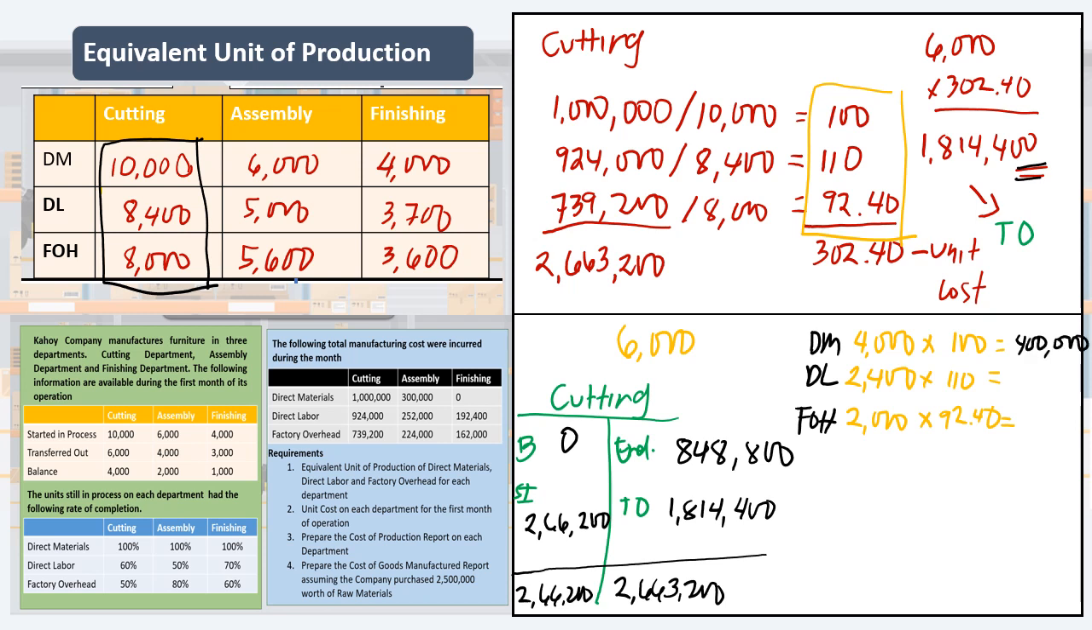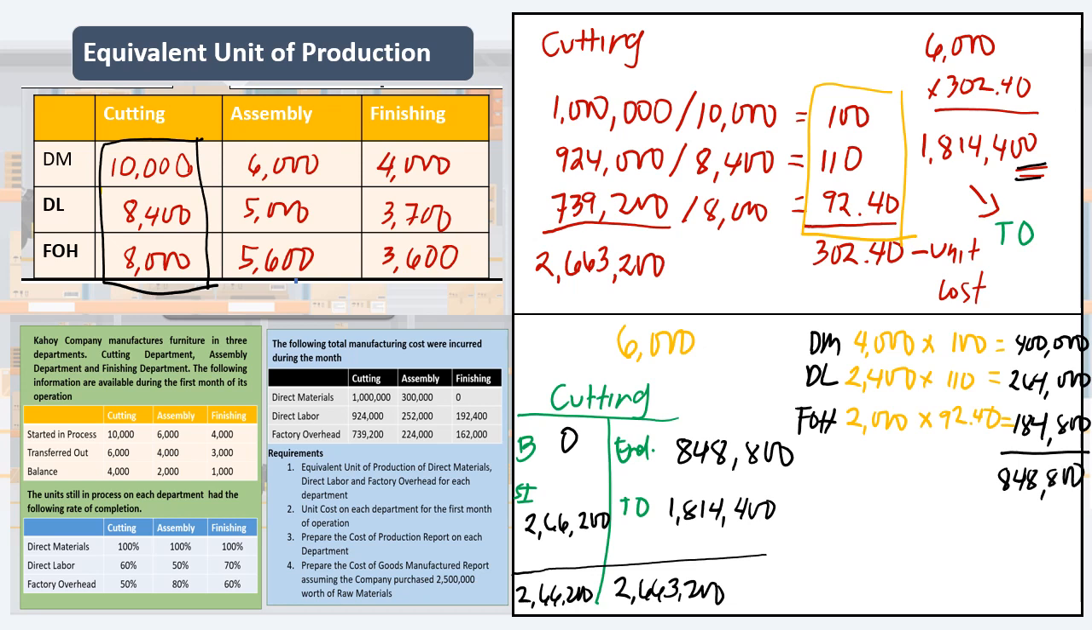So, for direct labor, we have 2,400 times 110. So, meron tayo diyang 264,000 pesos. For factory overhead, we have 2,000 times 92.4. So, lalabas dyan is 184,800. So, i-total lang po natin yan lahat. So, 400,000 plus 264,000 plus 184,800.